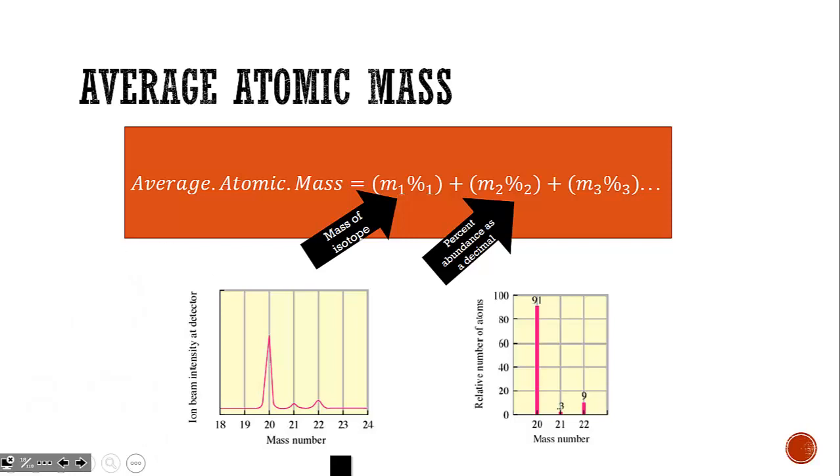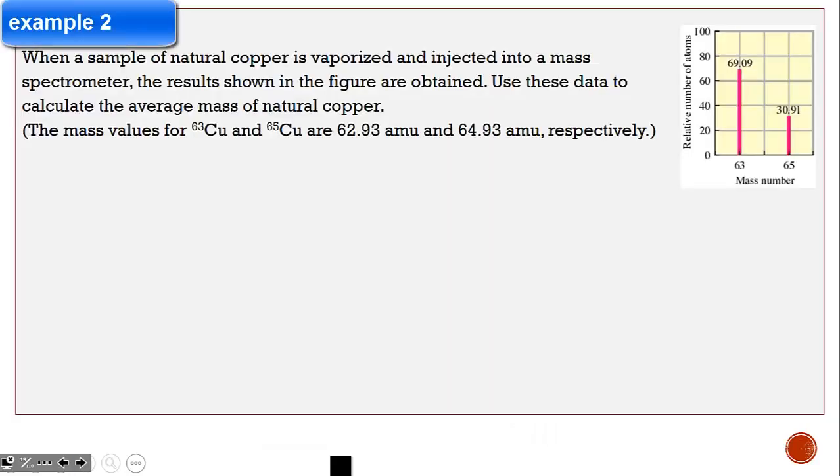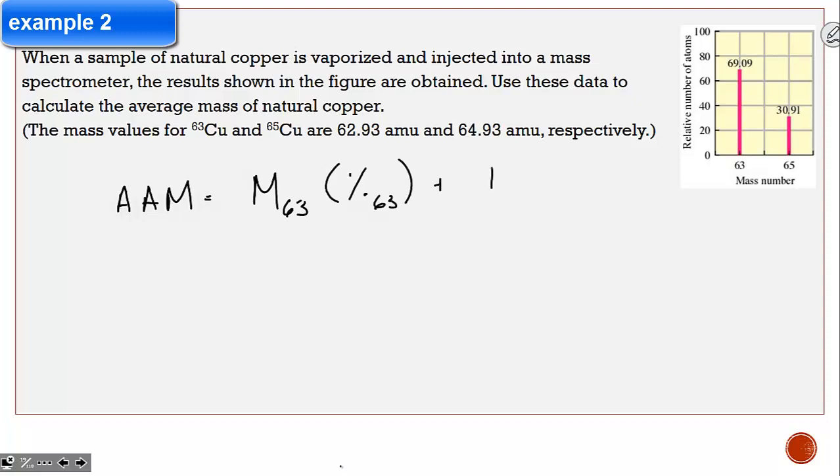Now on the AP exam, you will need to be able to calculate the average atomic mass using the percent abundance. So find example 4 in your packet. Example 4 says that copper in a sample has two masses, 63 and 65. Using the percent abundance from the sample, find the average atomic mass. So our average atomic mass is going to be, if we take the mass of 63, multiply by the percent of 63, and add to it the mass of 65 and multiply by the percent of 65. And they want us to use the actual masses off the mass spectrometer.